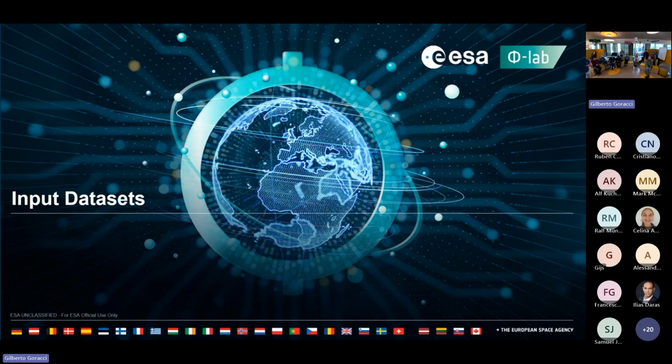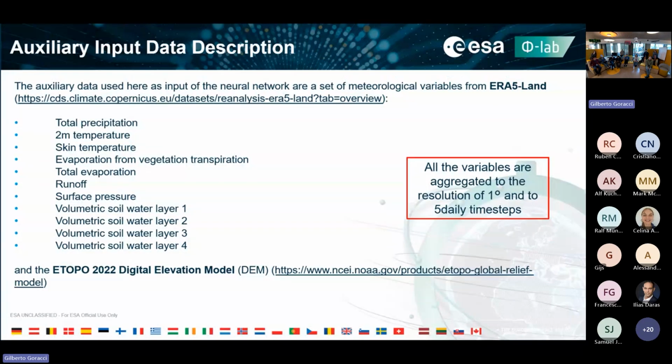So now let's talk about the input datasets for the AI framework. We will use a set of climatological variables coming from the ERA5 land dataset. We are assuming that all of these variables are related to the terrestrial water storage, so all of these have an impact on the variation of water content. We go from total precipitation, temperature, evaporation, soil water layers, and so on. We also use the ETOPO 2022 digital elevation model to have an overview of the altitude of the regions.